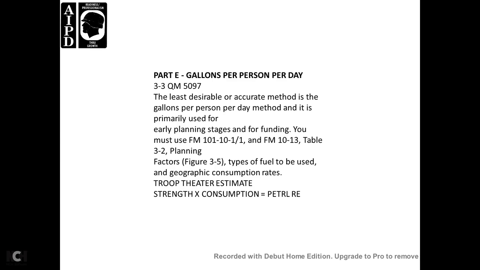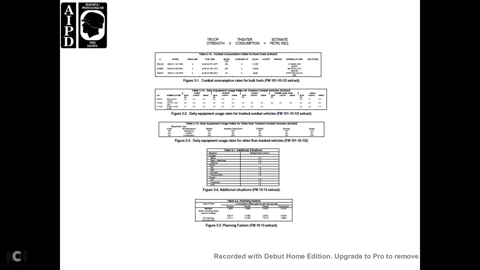Use Field Manual 101-10-1, Field Manual 10-13, Table 3.2 with the planning factor, Figure 3.5, with the type of fuel used and the geographical consumption rate. The troop strength in the theater, the estimated strength times the consumption, equals the petroleum requirement. This shows you troop strength times theater consumption equals estimated petroleum requirements.